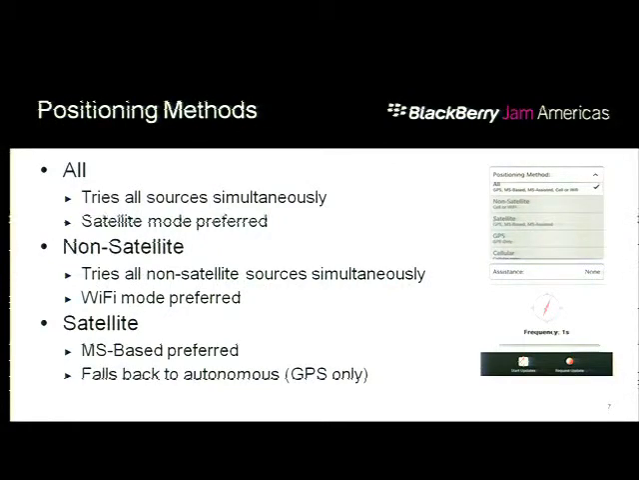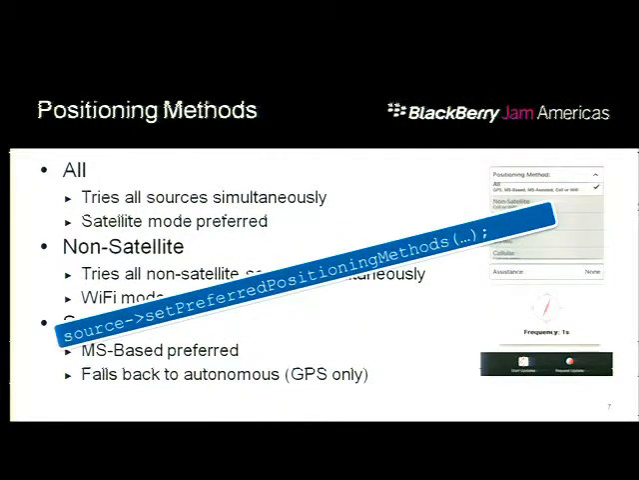Whoever comes back first wins, but preference is given to Wi-Fi. So whenever there's a Wi-Fi fix available, it's going to be reported back to you. There is a satellite-based mode, or a method, that will only try the methods that involve satellites. Now, this includes the autonomous mode, which uses only satellites, and also includes the carrier-based modes, or the assisted modes, namely MS-based and MS-assisted. However, preference is given to MS-based if that is accessible to your application. If not, it's only going to try autonomous.